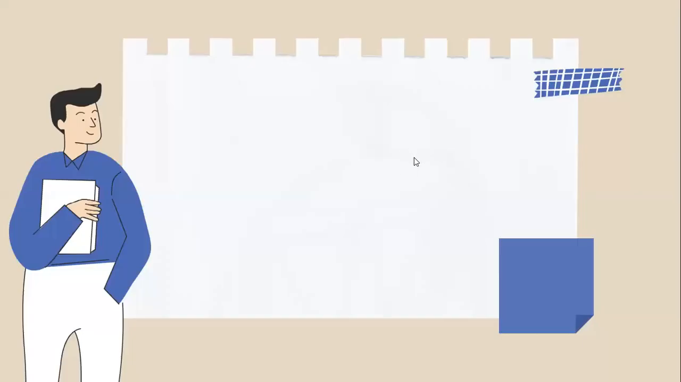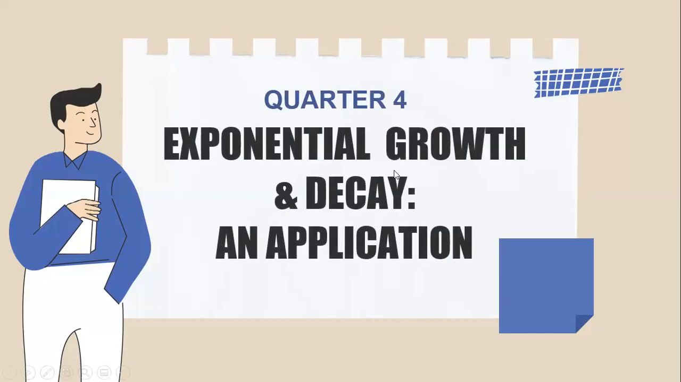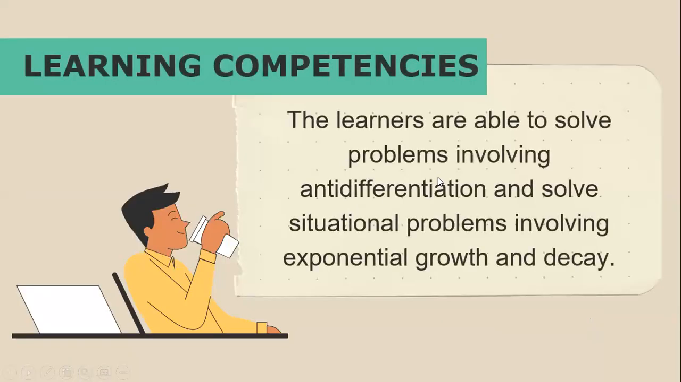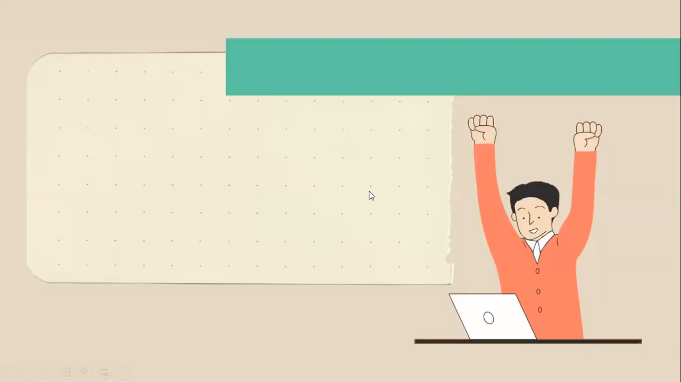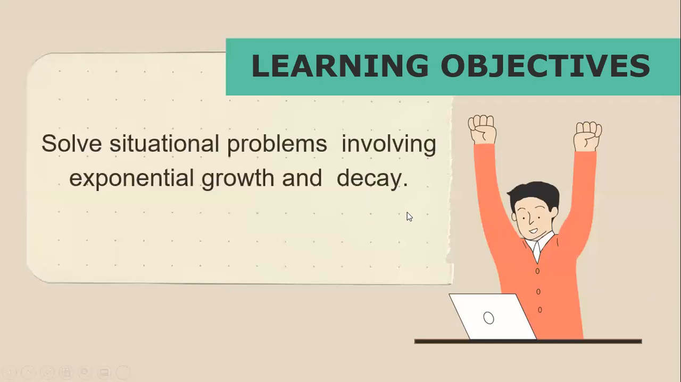Good day. Our lesson for today will be about exponential growth and decay, an application. Why an application? This will be an application of what we have learned in differential equations. For our learning competencies, the learners are able to solve problems involving anti-differentiation and solve situational problems involving exponential growth and decay. For our learning objectives, we solve situational problems involving exponential growth and decay.